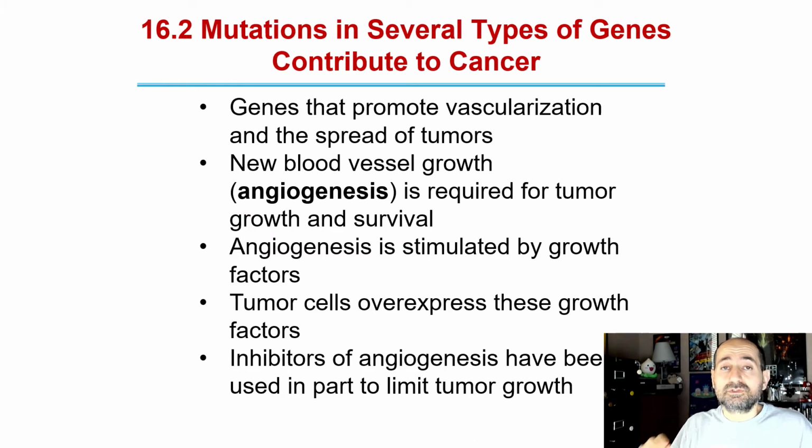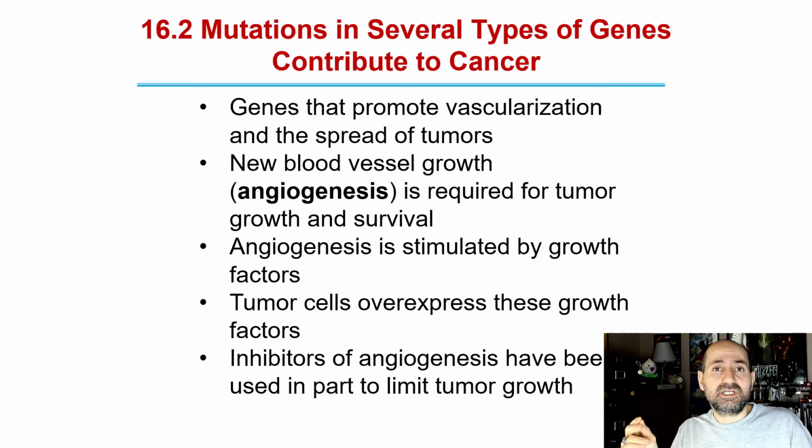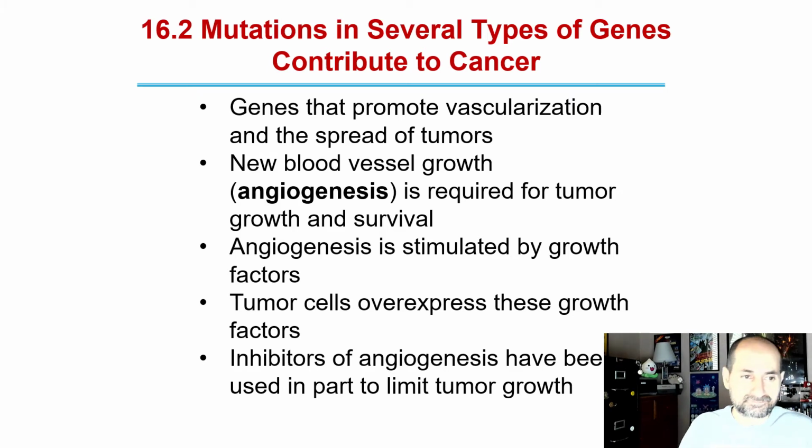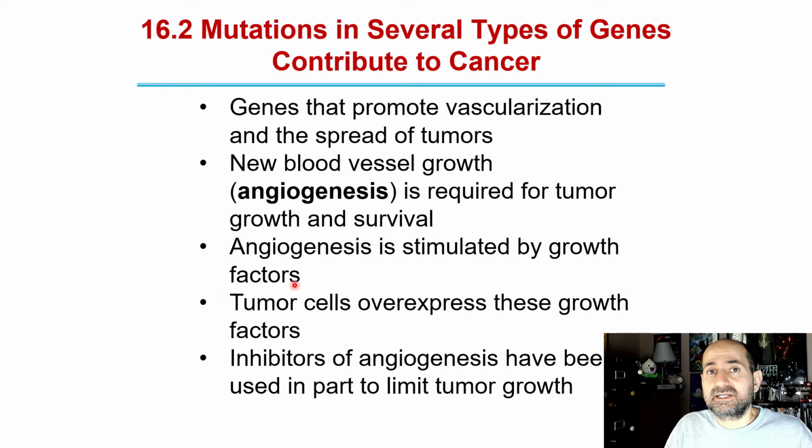These clever tumor cells secrete angiogenic factors. These are proteins, signals that bring new blood vessel growth into the tumor. So angiogenesis is stimulated by growth factors that are secreted by the tumor cells. Tumor cells overexpress these growth factors. For example, VEGF is a vascular endothelial growth factor, VEGF.